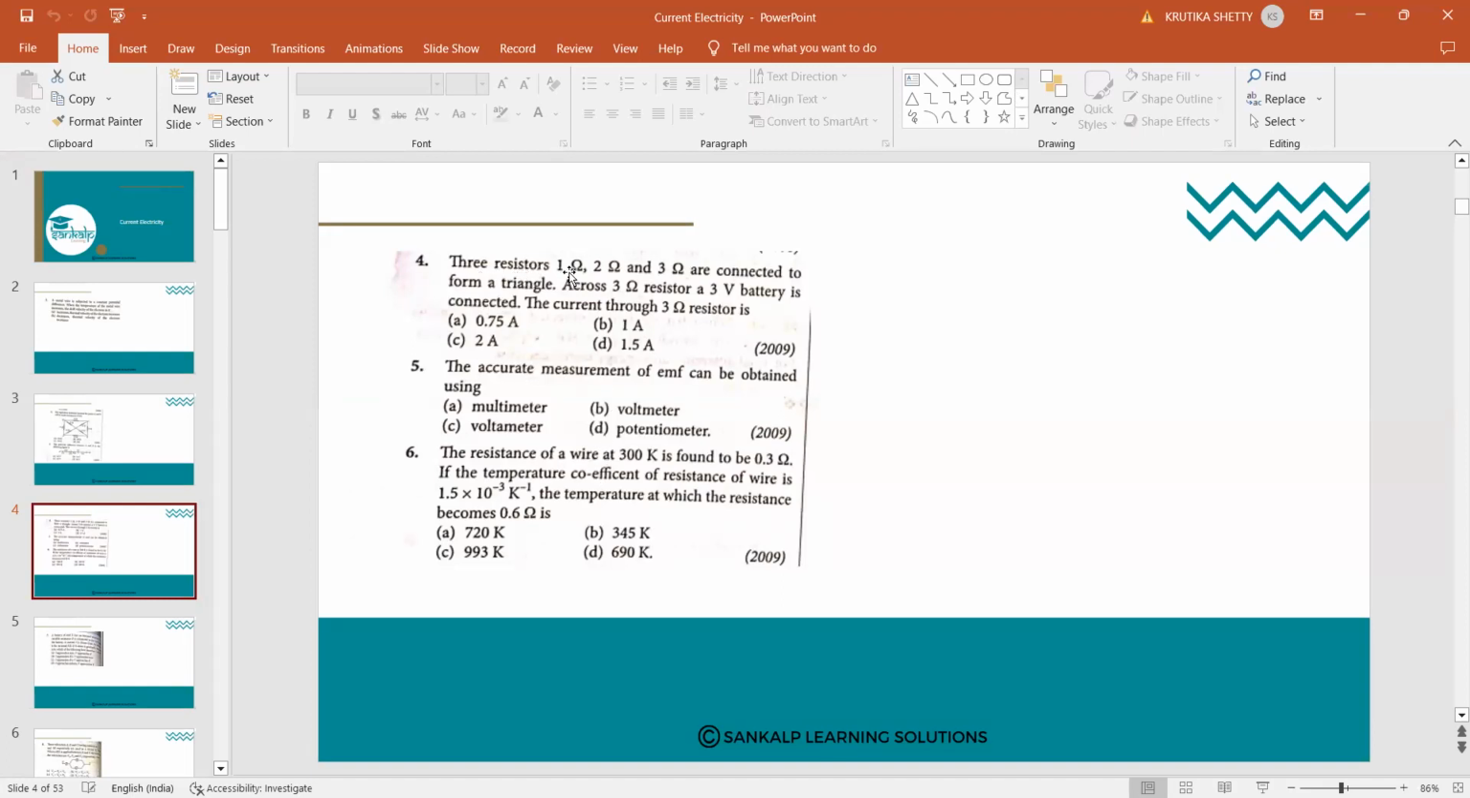Fourth question: three resistors of 1 ohm, 2 ohm and 3 ohm are connected to form a right angle triangle. Across the 3 ohm resistor, a 3 volt battery is connected. The current through the 3 ohm resistor is? Let us simplify this.